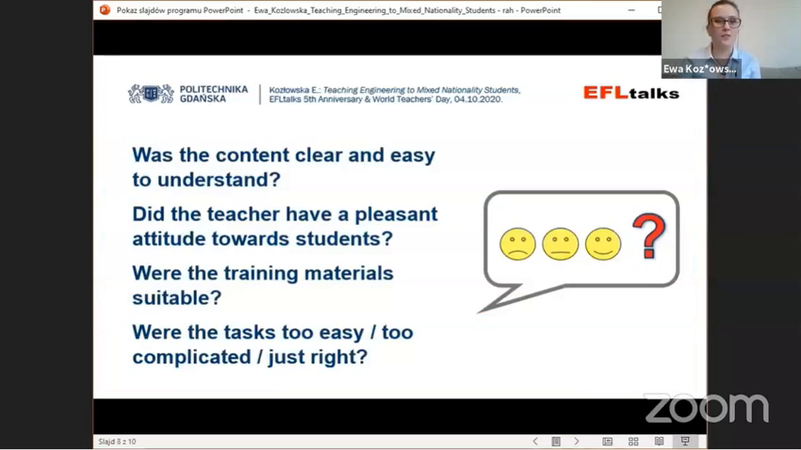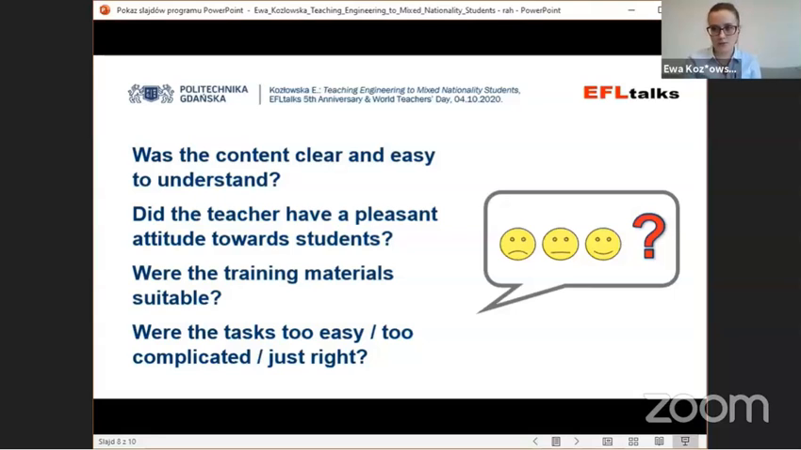And one more thing is we usually ask for feedback, but the thing is to ask good questions when we do. We can ask, did you like the class or not? But it doesn't really tell us much, because we just know their opinion. It's very individual, but we don't know if something was wrong, or what was actually wrong. It's good to ask them if the content was clear and easy to understand. Did the teacher have a pleasant attitude towards students?